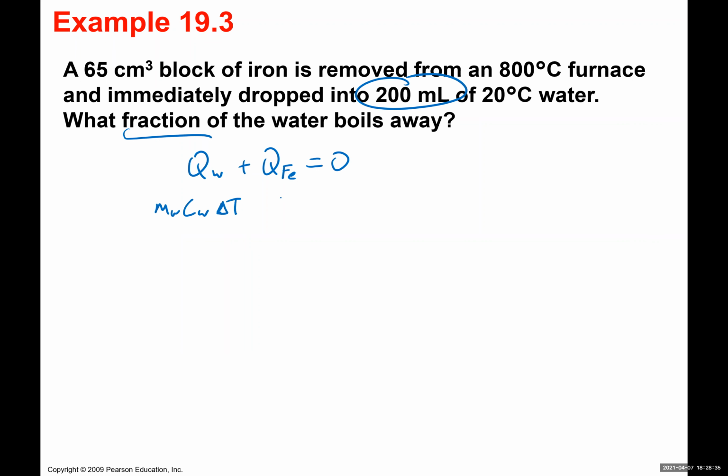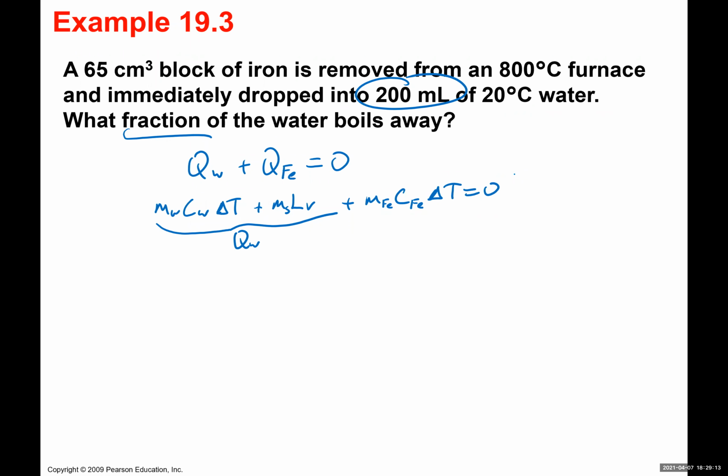However, there's also some evaporation going on. That means this can also be plus mass of water. So this is basically going to be the mass of water that becomes steam, right? So put like m_s for steam, then L_V, which is heat of vaporization. So those two together is just Q water. Then plus, because we don't assume that iron is going to undergo any type of phase change, it's going to be mass of iron times specific heat of iron times delta T equals 0.